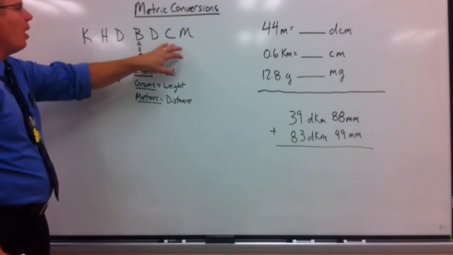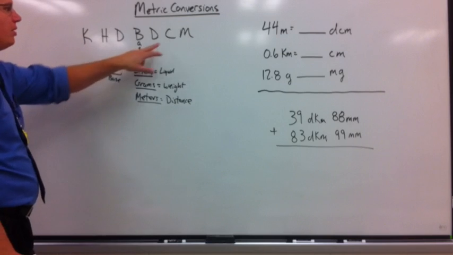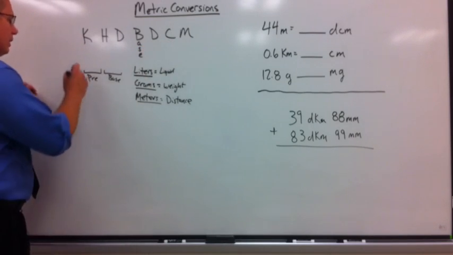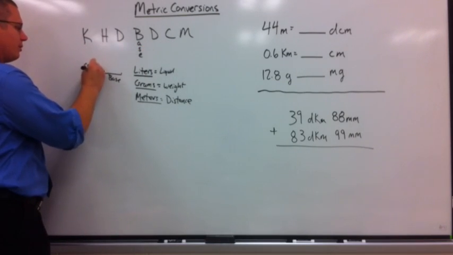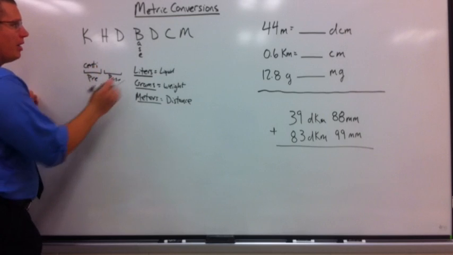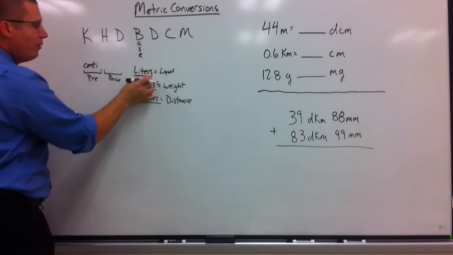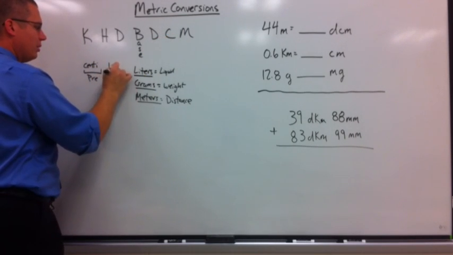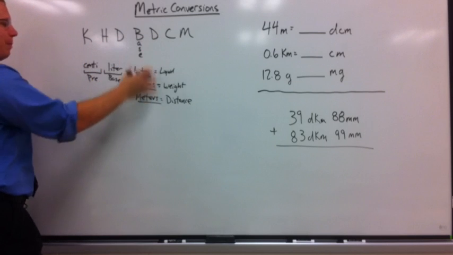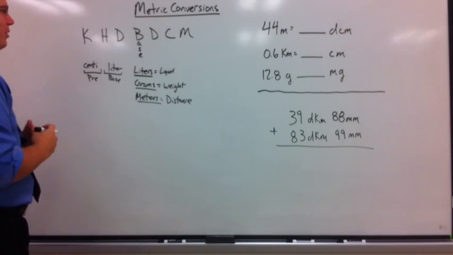So I can grab any one of these prefixes. C stands for centa. I could have centa. I could have a semi-small amount of liquid, centiliter. So that's how these things piece together to give you an actual measurement.